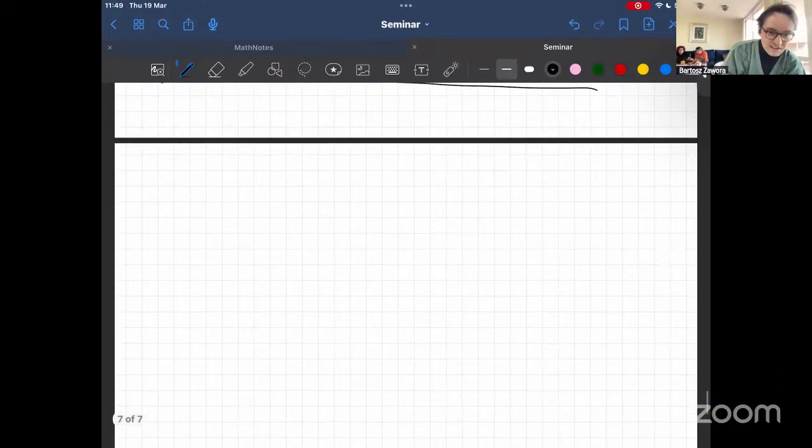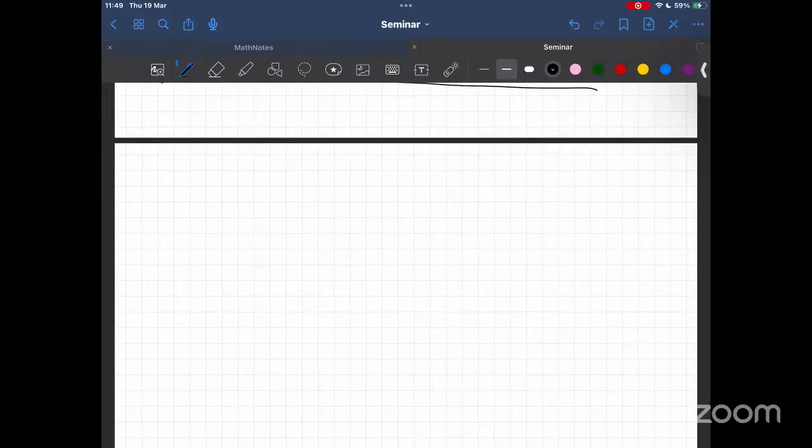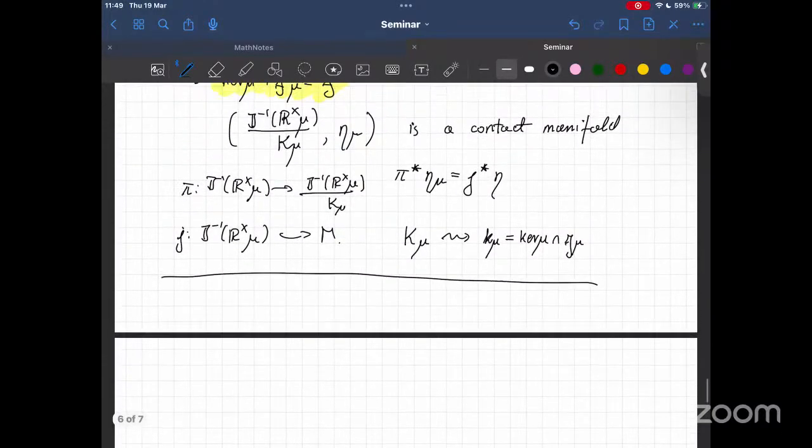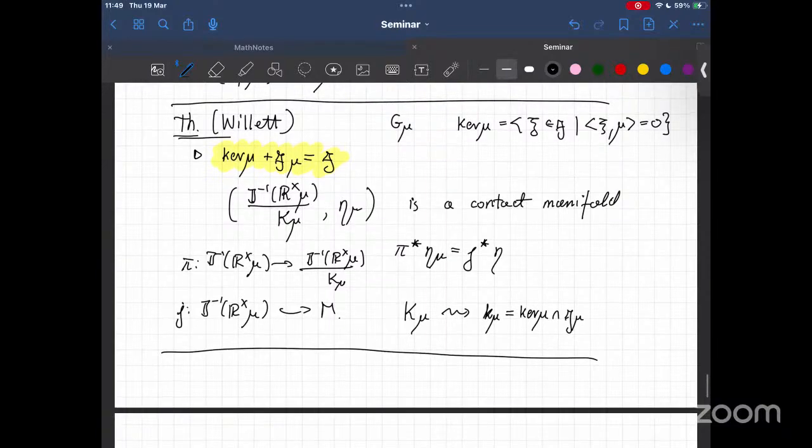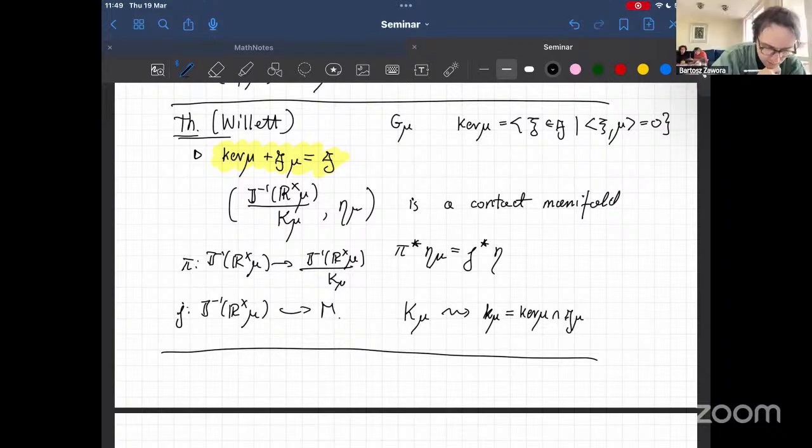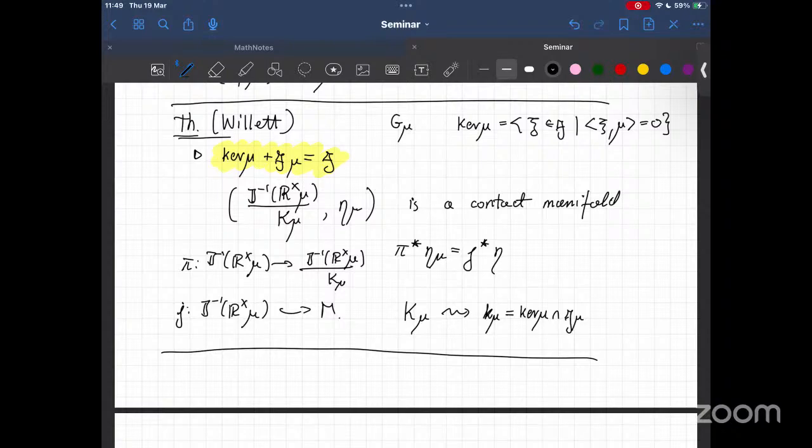So the idea is. Sorry, Bartosz, I have a question. Yes. You mentioned that the manifold itself is independent of the conformal class of the form, but I guess the reduced form isn't, right? So eta mu. Yes. So what's the question? Sorry. Does it depend on the conformal class of the eta?